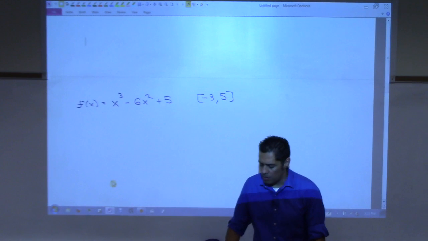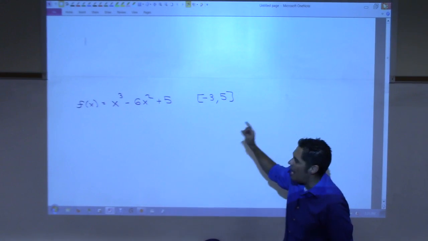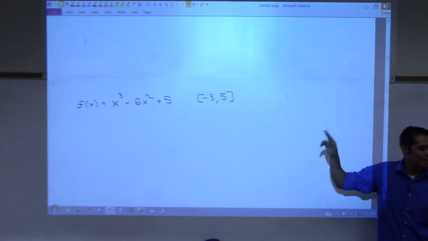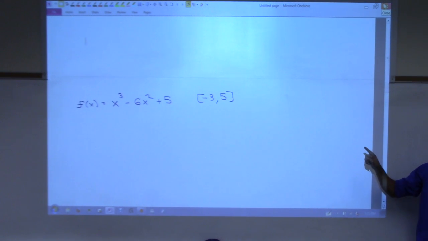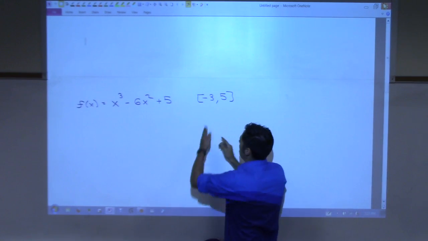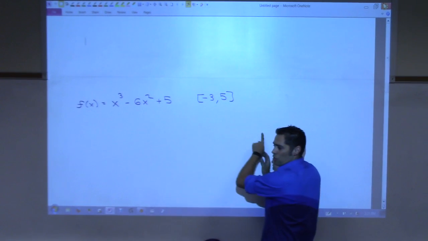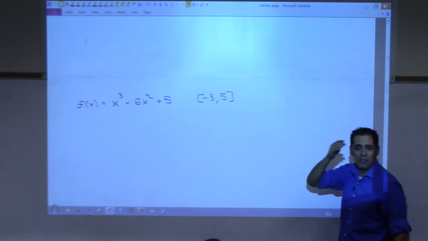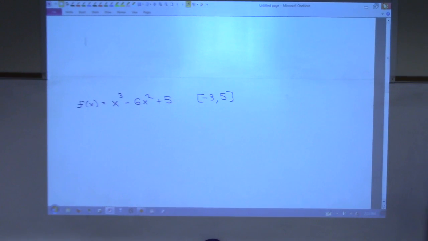What are the instructions here? Find the absolute maximum and absolute minimum of that function on that interval. So if you just graph this function between -3 and 5, you would have some picture, right? Tell me the highest value you ever get out and the lowest value you'll ever get out.